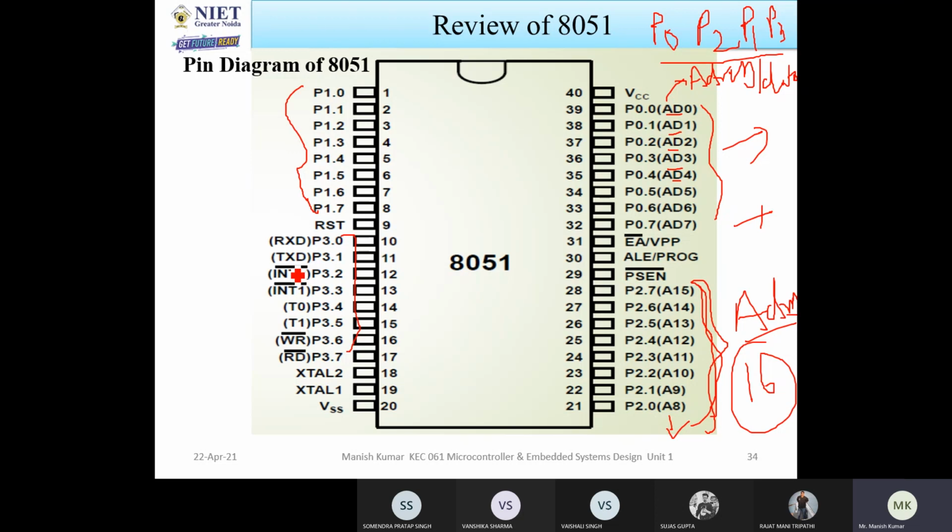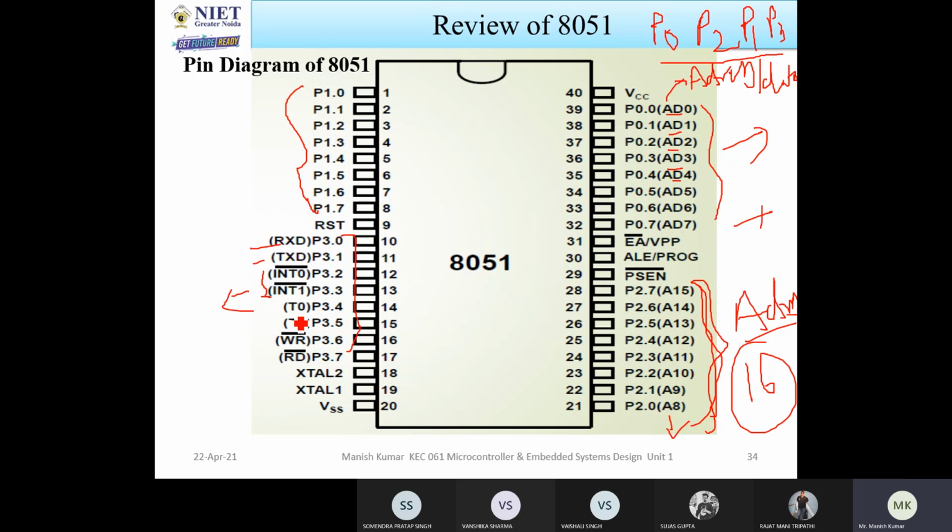Now you can see port 3.0. Port 3.0 has a specific purpose like RXD, TXD. If you want to use the receiver and transmitter data, then you can use P3.0 and 3.1. In the same way, 3.2 and 3.3 are used for external interrupts. So pin 3.2 and pin 3.3 are dedicated for the interrupts called INT0 and INT1. The bar on them means that these pins are active low signals.